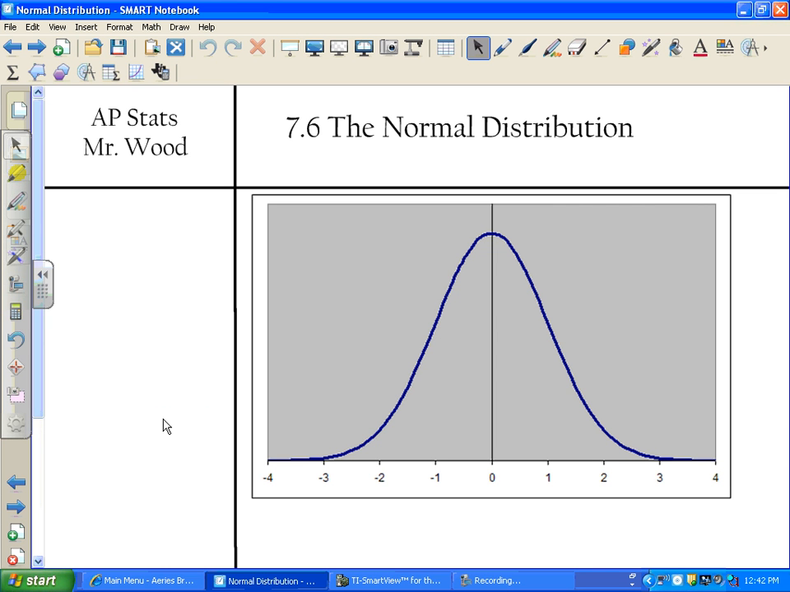Today, normal distribution. You should, oh dear God, at this point of the game, recognize that curve. If you don't recognize that curve, you might want to transfer out that semester.